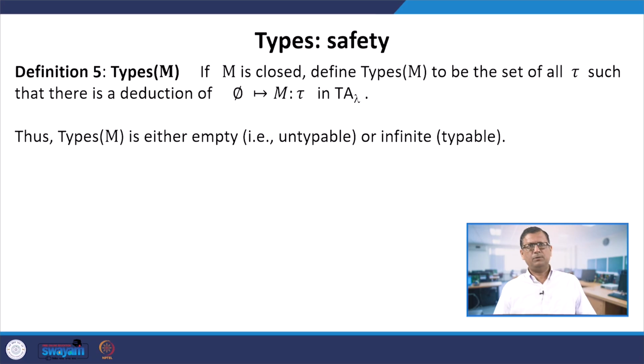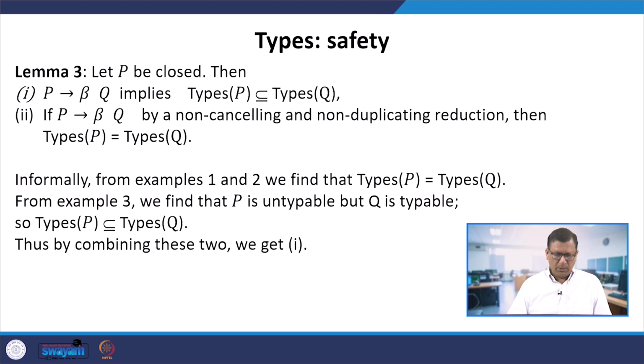So the types of m is either empty, meaning the term is untypable, or if it is typeable, there are infinitely many types. Now let P be a closed lambda term. If we have a reduction from P to Q, it implies that types of P is a subset of types of Q. Second, if there is a beta reduction from P to Q by a non-cancelling and non-duplicating reduction, then the types of P and Q will be the same.